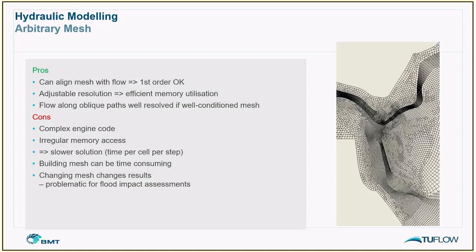The difference in mesh not only affects results locally, but can in some instances lead to differences in locations far removed from the area of the actual geometry modification. And that makes it problematic to assess the impact of an option or a flood scheme relative to a particular baseline. You don't tend to get that same issue with a fixed grid.